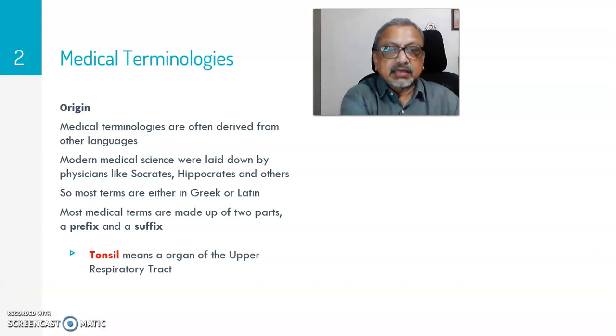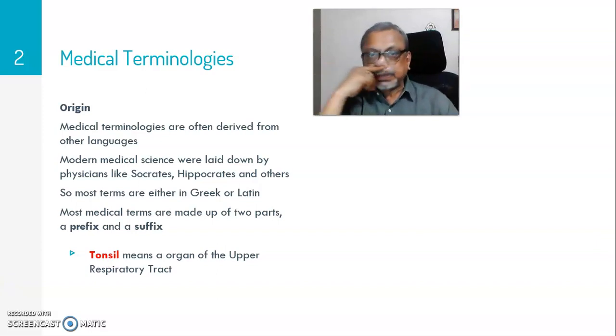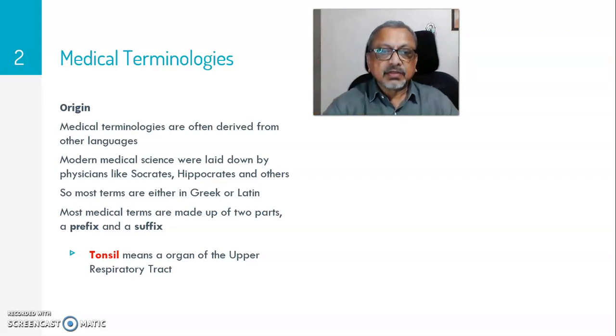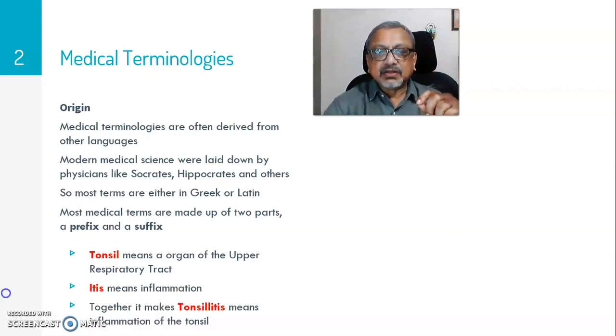Most of the medical terms are formed with two things. One is the suffix and another is the prefix. Prefix means which comes before, suffix which comes after. Suppose tonsil is an organ of the upper respiratory tract. Now if we add the suffix itis, that means inflammation. So a new word that forms is tonsillitis, and that means inflammation of the tonsils.